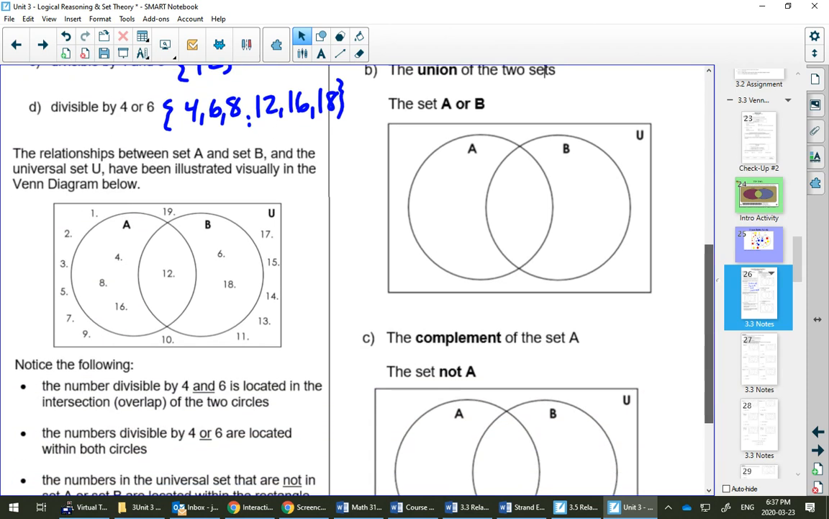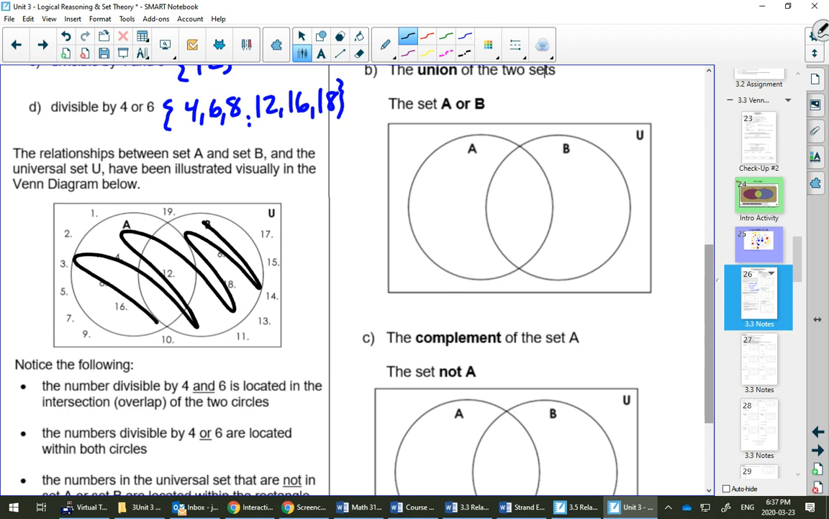Now from there, by listing it as a Venn diagram, we can see that the numbers that occur in both occur in our overlap piece right here. So all the numbers that are divisible by both 4 and 6 go in the overlap. In this case, we just have 12. All of the numbers that are divisible by 4 or 6 would be located in these circles.